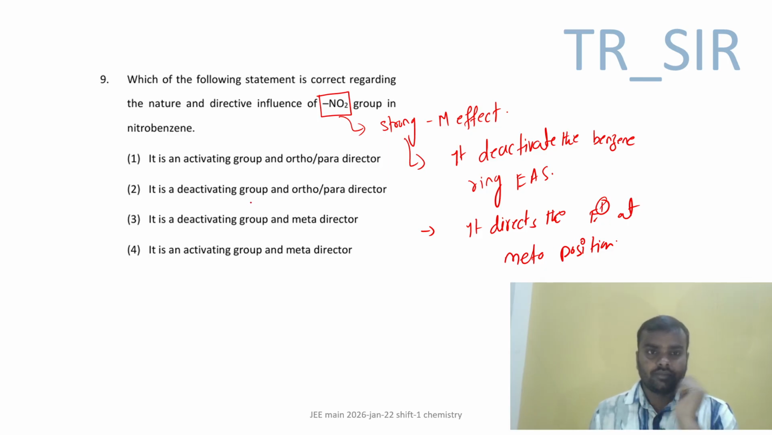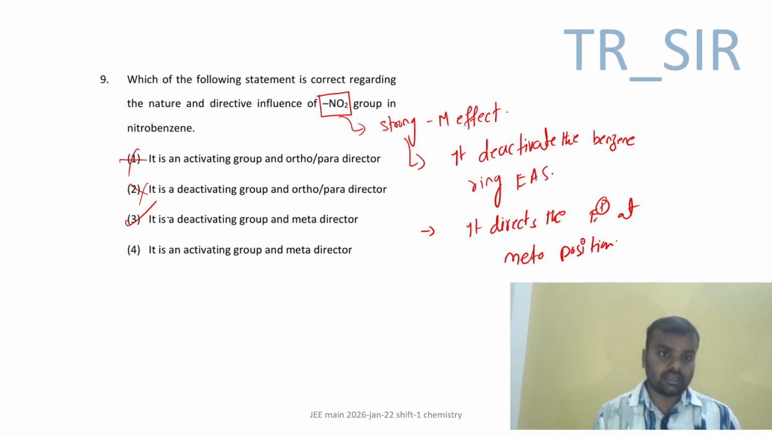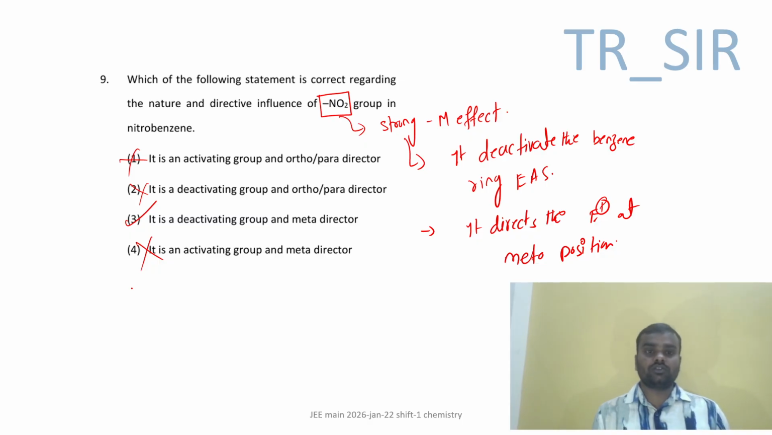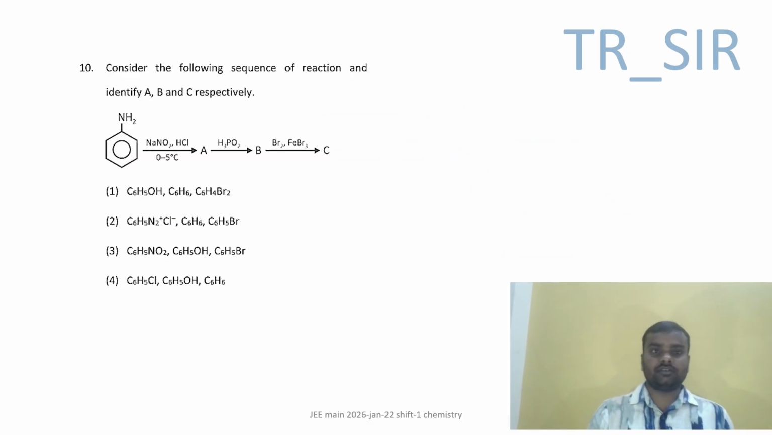Let us see. First option, it is an activating group at ortho-para. Wrong answer. Is it a deactivating group at ortho-para? No, it's deactivating but not ortho-para. It is meta directing. It's a deactivating group, meta. This is the right answer. It is an activating group? No, not deactivating. This is a deactivating group. So C is the right answer.